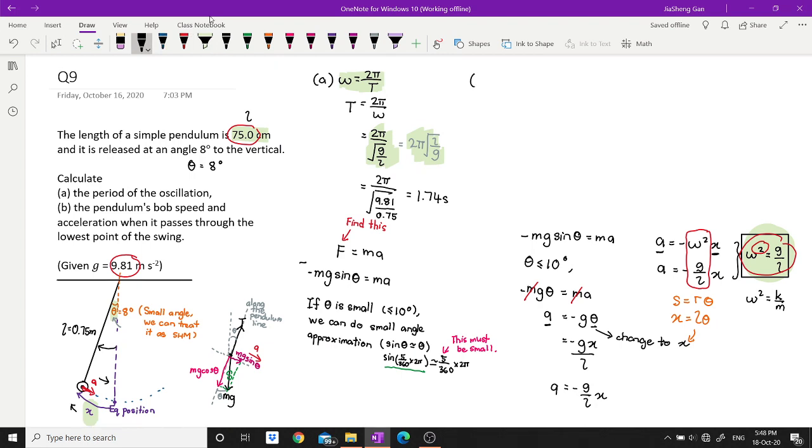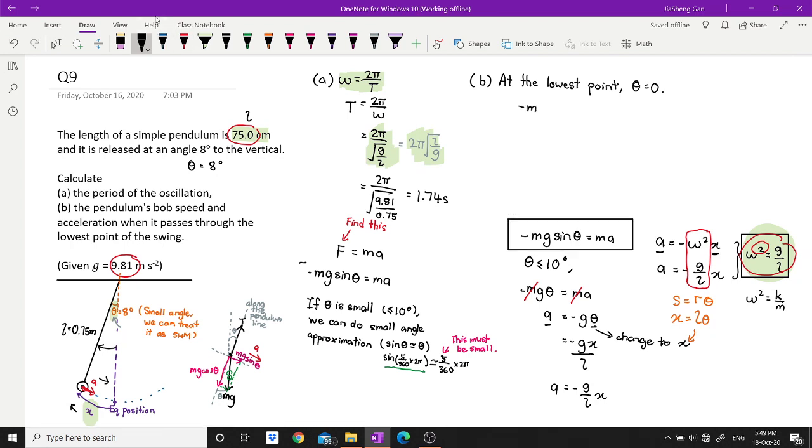Next is the pendulum's bob speed and acceleration when it passes through the lowest point of the swing. What do you know about the lowest point? When it's at the lowest point, you know that theta will be equal to 0. So we have this equation, and we can probably start from here.